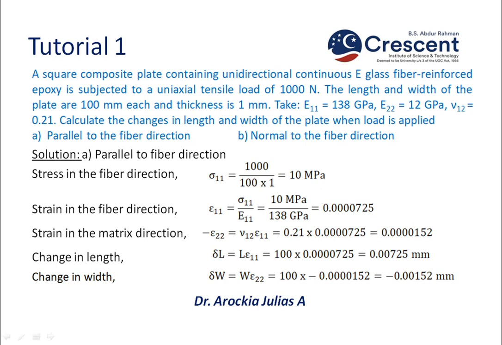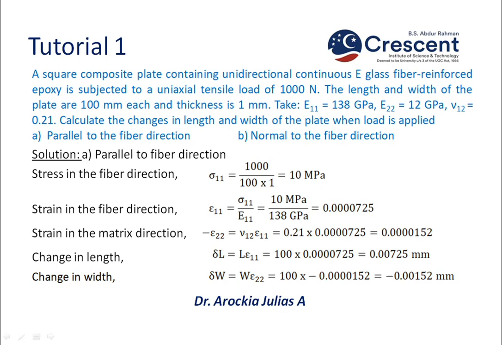Now we have to find the change in length and width for two conditions. First case, the load is applied parallel to the fiber direction. Second case, it is normal to the fiber direction. So first let us take parallel to the fiber direction. We know stress equal to load by cross sectional area. The basic logic in mechanics, stress equal to load by cross sectional area. So stress in the fiber direction, sigma 11, equal to load by cross sectional area resisting, that is the width into thickness. So 1000 divided by 100 into 1 will give us 10 megapascal, that is sigma 11.